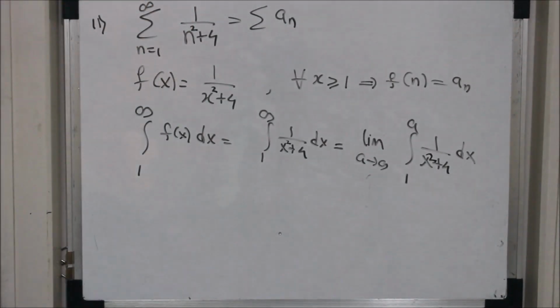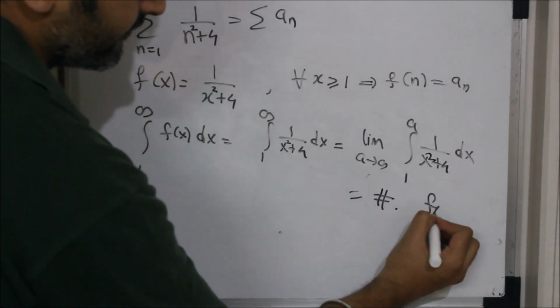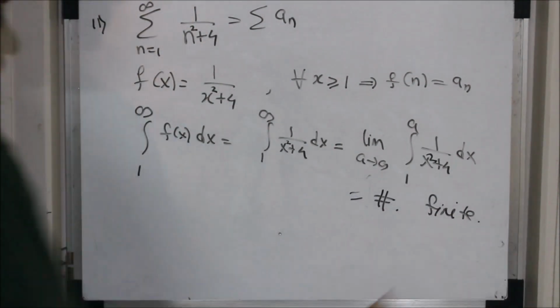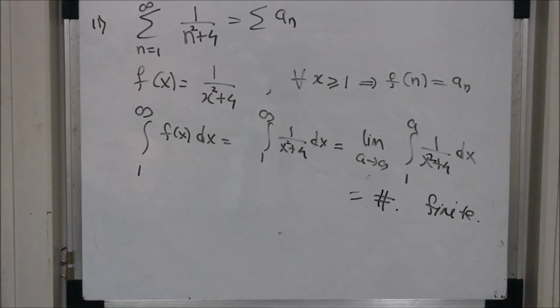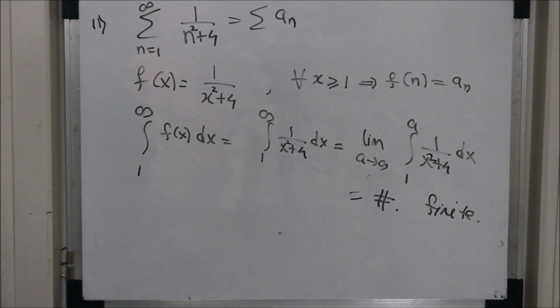What is the integration of 1 upon x square plus a square? It is 1 upon a tan inverse of x by a. And you solve this. When you solve this, what will you get? You will get something to be a finite number. And therefore, since this integral is convergent, the series converges.